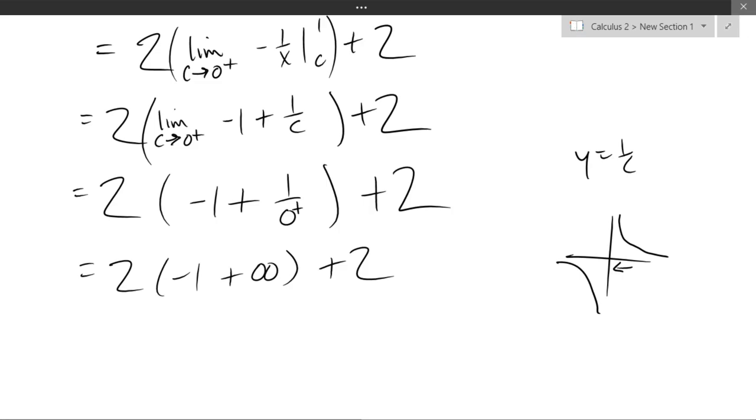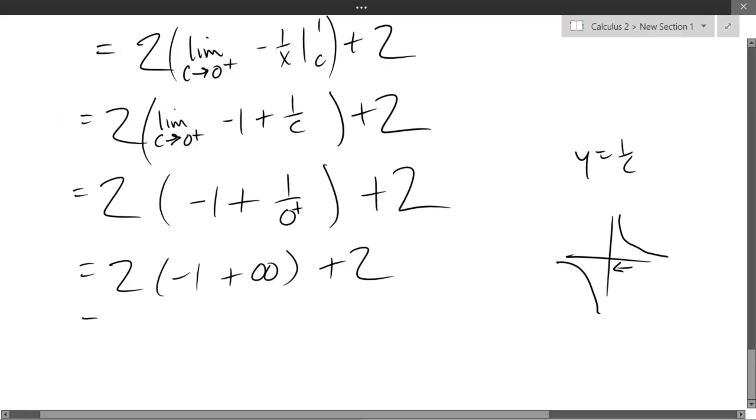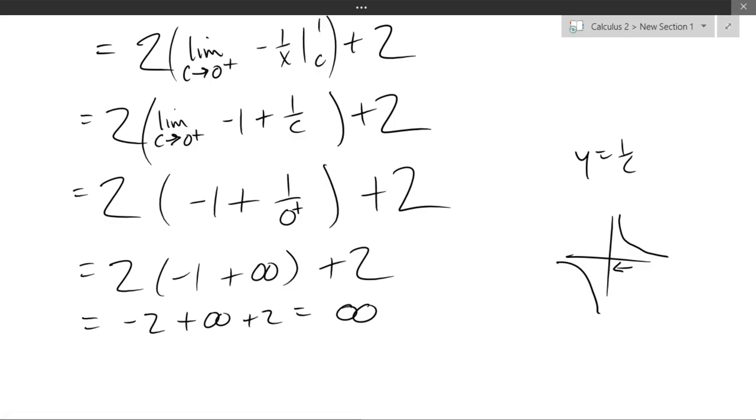That's what you're saying, if it was approached from the left, it would be negative infinity. Correct, yeah. If you graph y equals 1 over C, your graph would look like this right here, and we're going to approach 0 from, well, I should point this way. Yeah, that way.